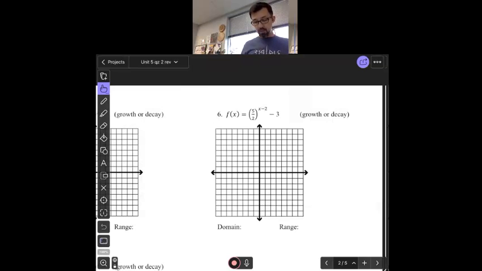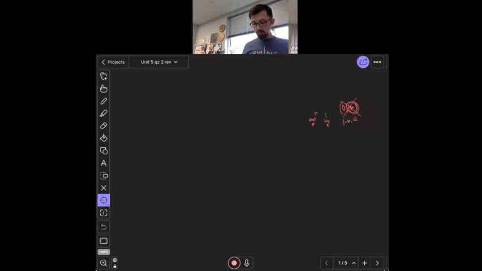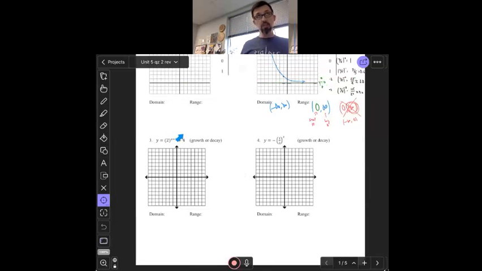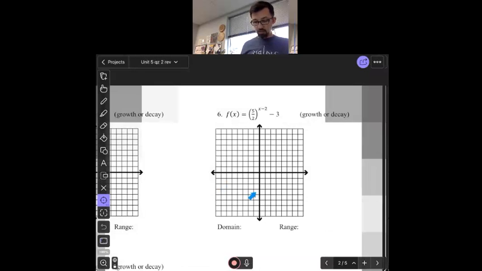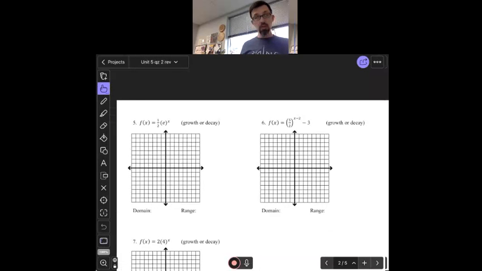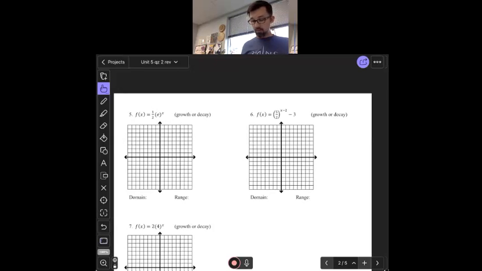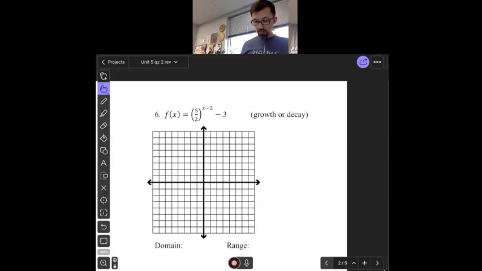So 3 and 6 are very similar. Why I'm saying that is because they both have shifts in them. Okay. So I'm looking at these, all right, the shifts left and right and up and down versus like a reflection or stretch, compression that we're seeing on 5, 7, 4.